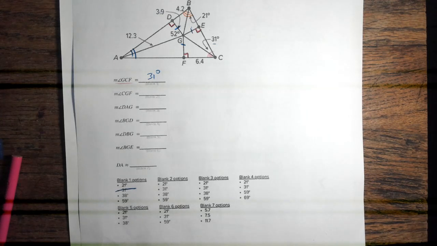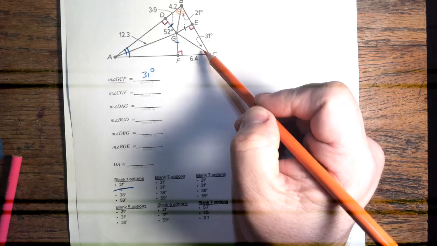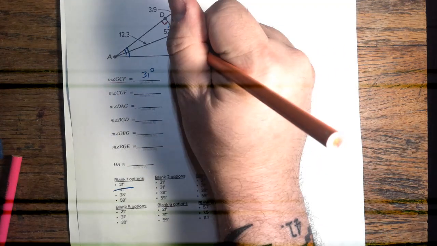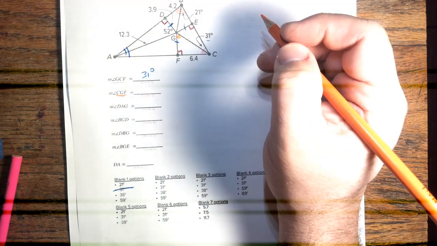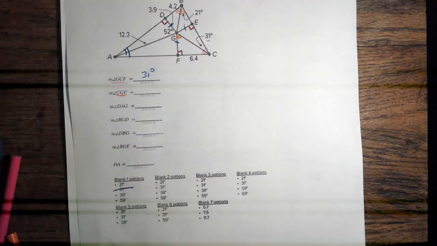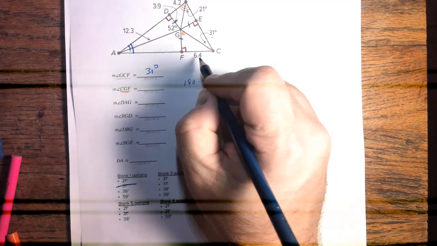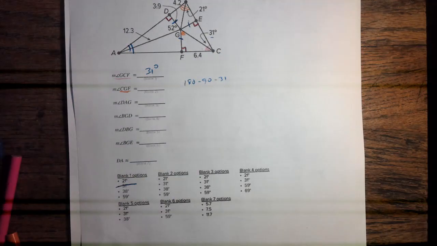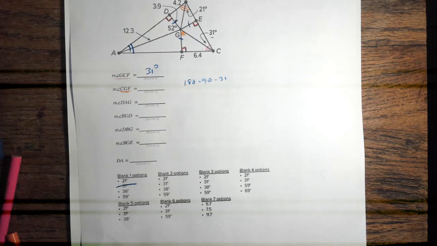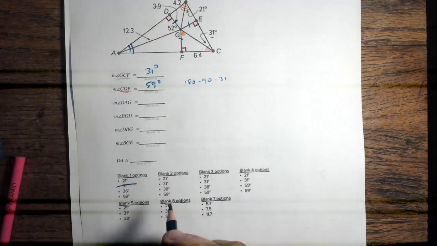Let's see, where are we at next? CGF. So this side. All right, so for this guy, the whole triangle is 180. That one's 90, so subtract 90. This side's 31, subtract that. So subtract them both out, and you end up with 59. There we go.